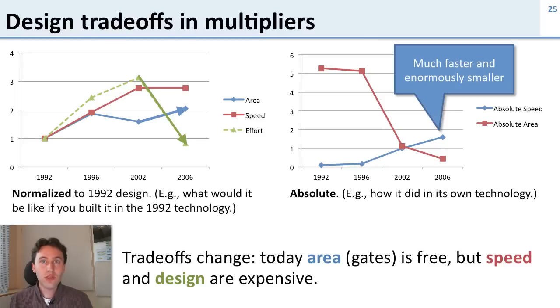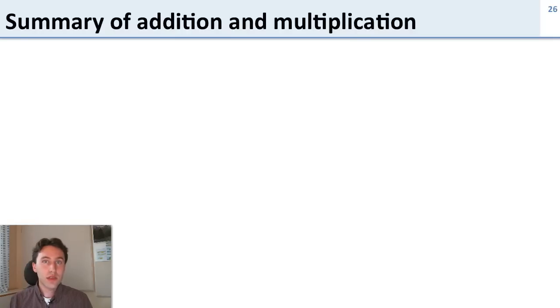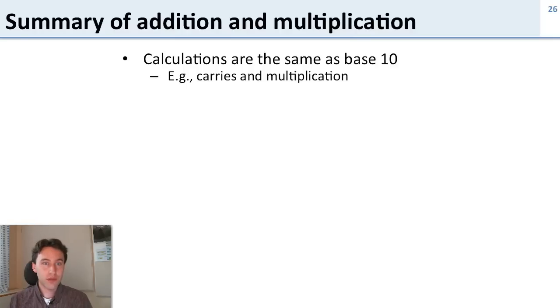So what you see here is that the trade-offs change as the technology changes. Today, the area is free. We can put down as many transistors as we want, but the speed and the effort of designing are expensive. So now people are optimizing for building circuits that are easier to build rather than building ones that are small or necessarily fast. So let's do a quick summary of addition and multiplication.